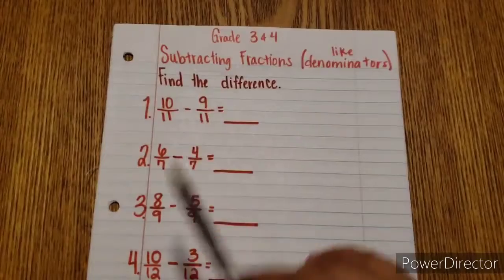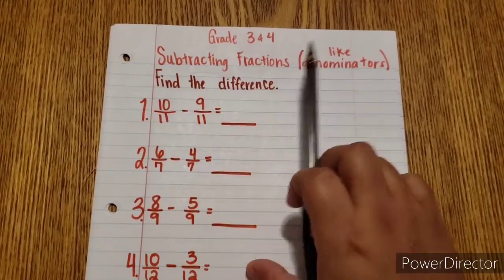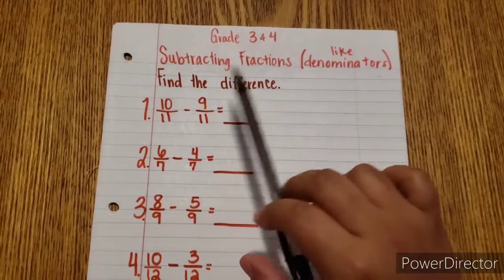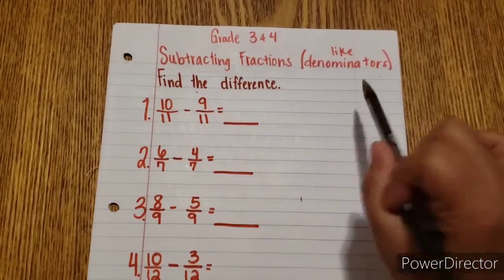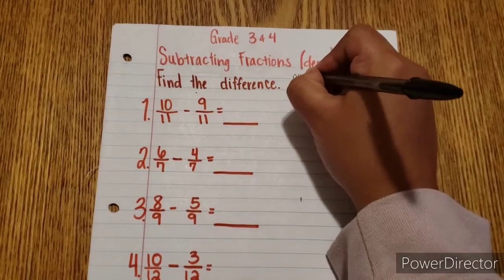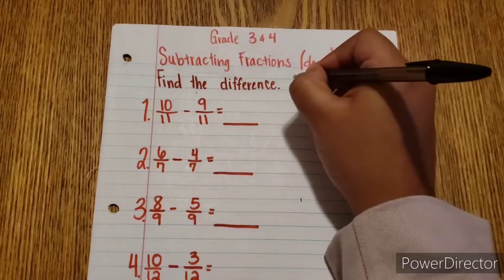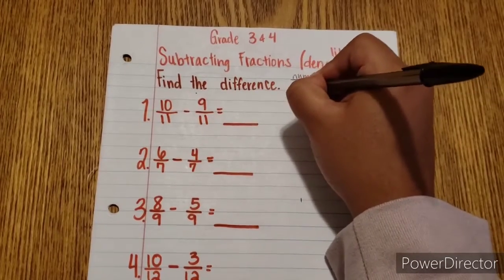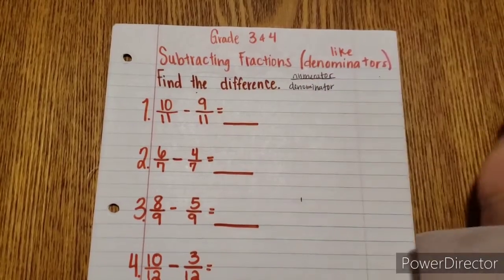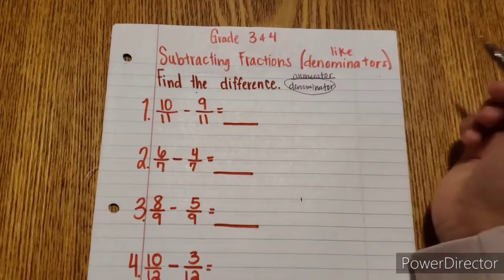Today we're going to get started with grade 3 and 4. We are going to be subtracting fractions with like denominators. So we need to find the difference of the fractions. Like denominator means, so remember, a fraction has the numerator and the denominator. So by like denominators, it means that the bottom have to be the same.